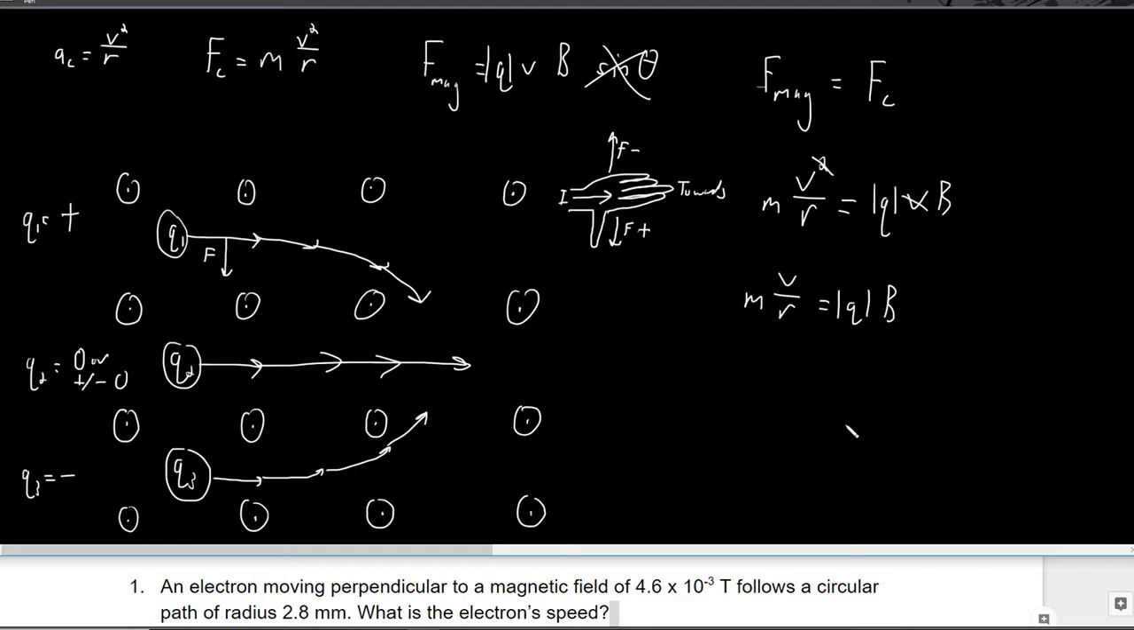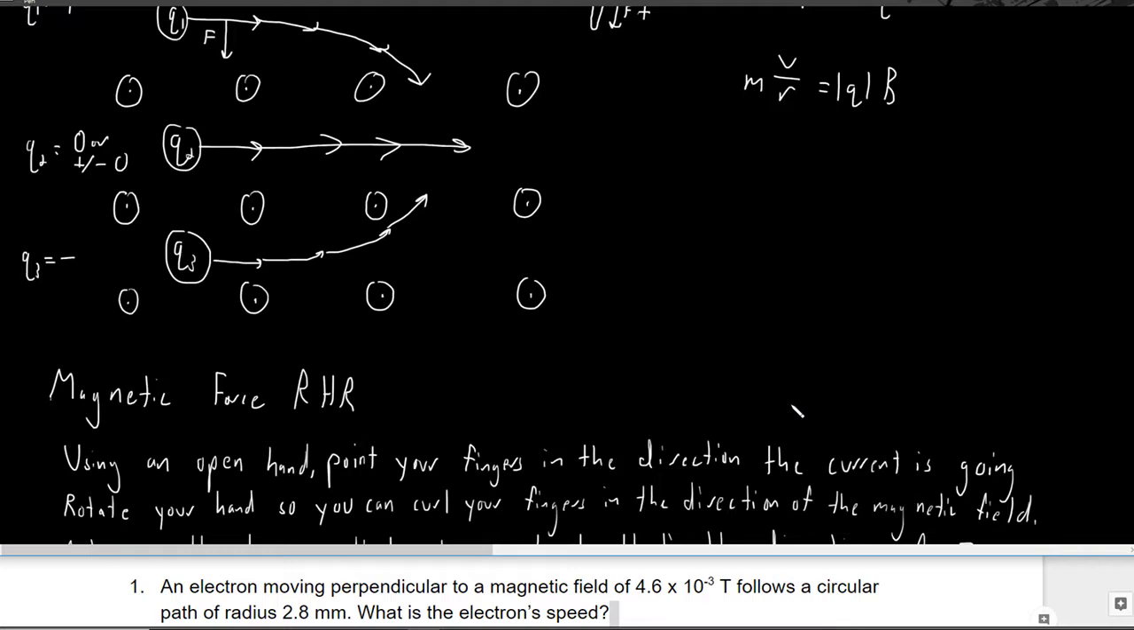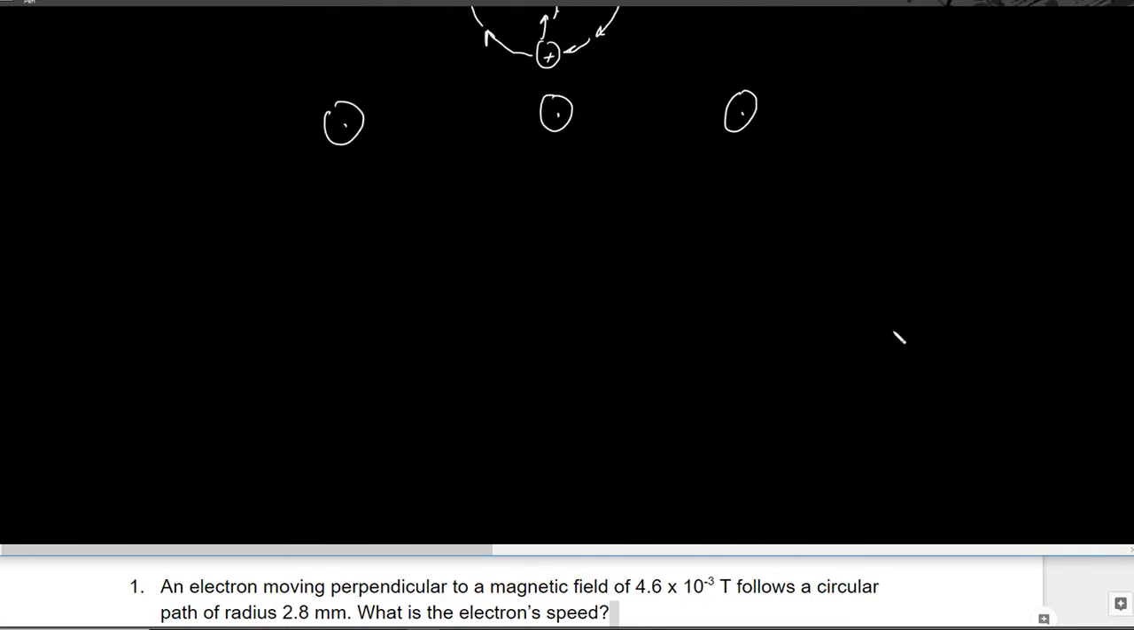All right. So question 1 down there. All right. So I'm actually going to rewrite that last equation right here.